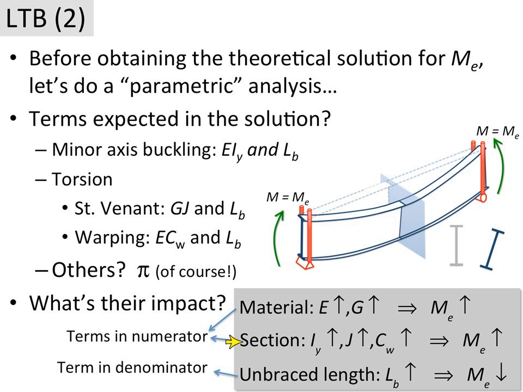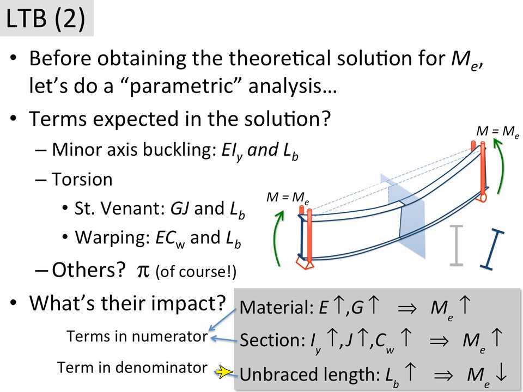Likewise with the section properties. What did we have from looking above? We had the moment of inertia about the minor axis, the St. Venant torsion constant, and the warping torsion constant. And these are all geometric parameters, and if we increase them, then we would expect the elastic buckling moment to also increase. The only term left then is the unbraced length, and just like a column, the larger the unbraced length, then probably the easier it is to buckle. And so that's what we would expect.